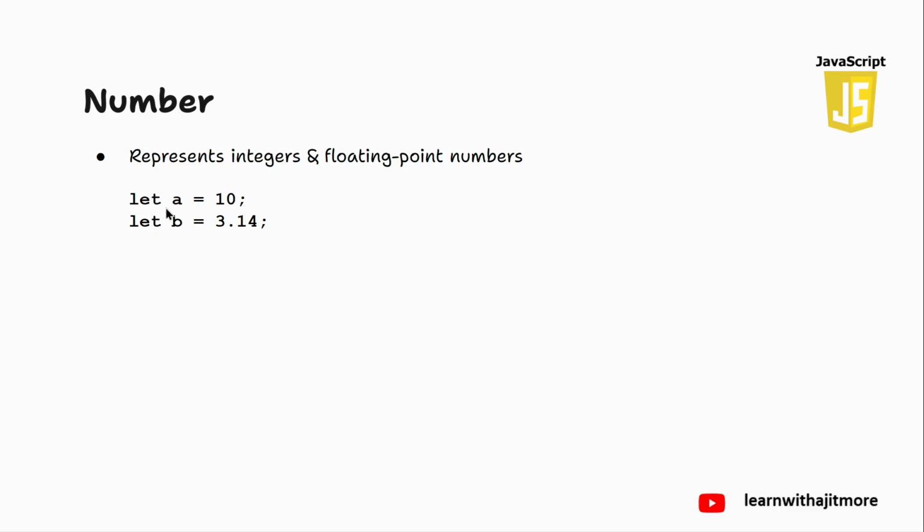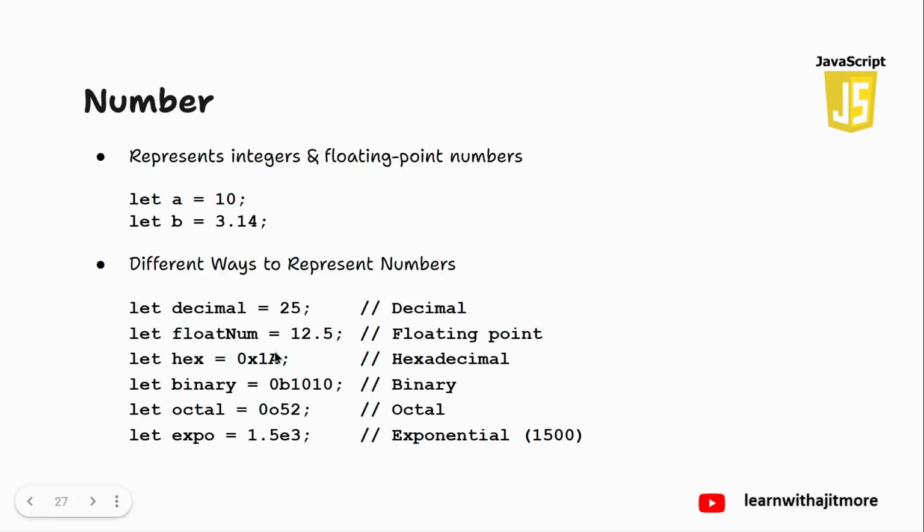See here. Now don't bother about what that let signifies. It is a keyword used to declare a variable. And whatever value you assign, that becomes its data type. So I've assigned 10, I've assigned 3.14. Both are of data type number. Then there are different ways to represent numbers. Just now I told you: decimal, octal, hexadecimal, so many are there.